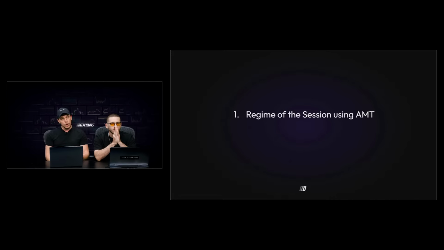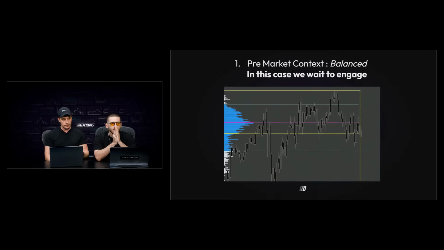First one, regime of the session using AMT, auction market theory, not some fancy theory of market. Second one, volume context. Third one, dynamic management of the position. Let's go through an example because we don't want to lose money in words. Pre-market context. This is balance.